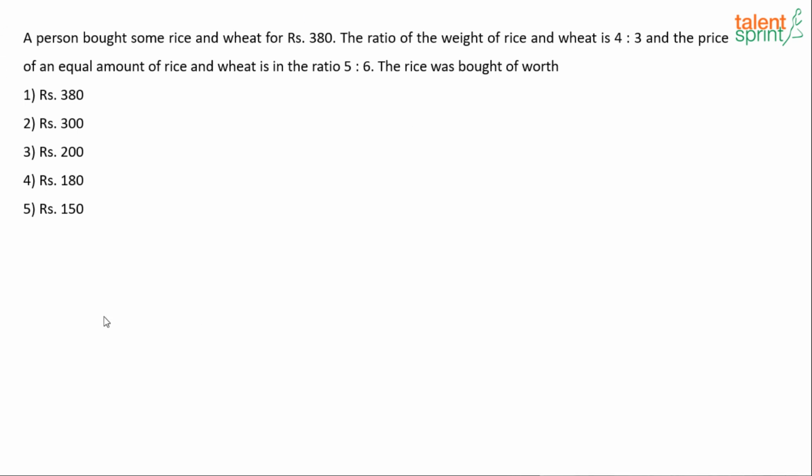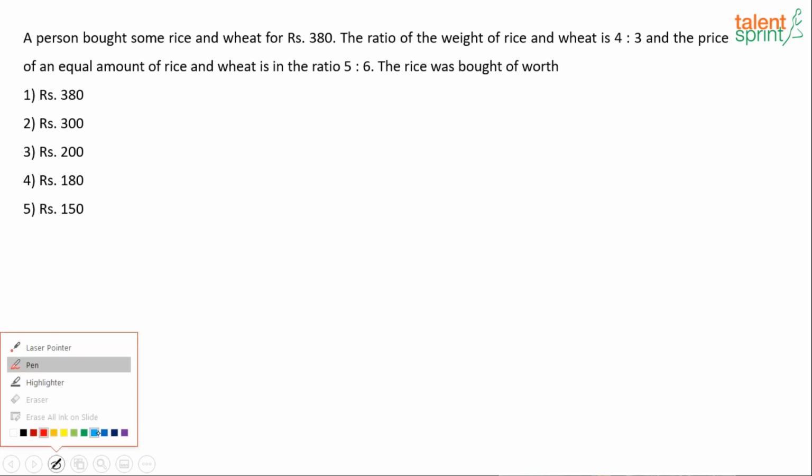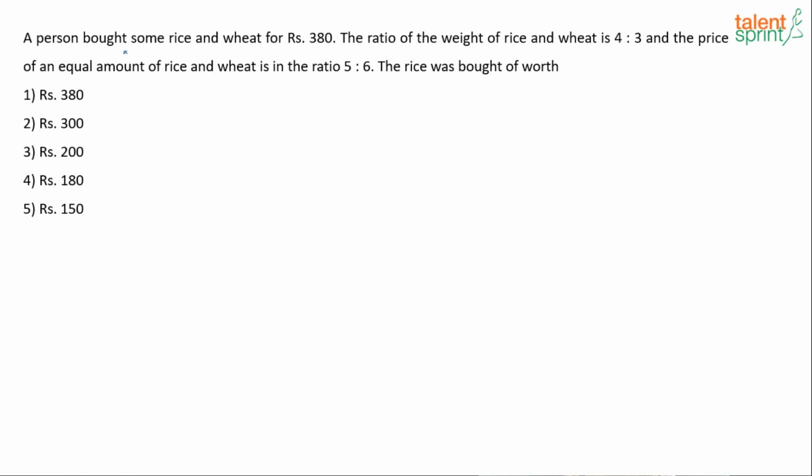I hope all of you are able to see the question here. How do you solve this? What does it say? It tells that a person bought some rice and wheat for rupees 380. The ratio of the weight of rice and wheat is 4:3, and the price of an equal amount of rice and wheat is in the ratio of 5:6. The rice was bought of worth rupees what? Was it rupees 380, 300, 200, 180 and 150?